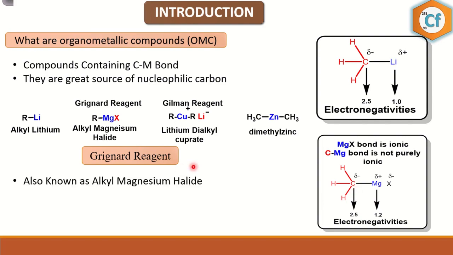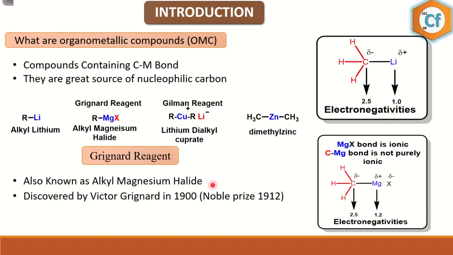So Grignard reagents are also known as alkyl magnesium halides. This was discovered or prepared by Victor Grignard in 1900 and he got the Nobel Prize in 1912. Since the Grignard reagent has numerous applications, this single reagent obtained a Nobel Prize for the scientist Victor Grignard. And the name of the Grignard reagent is obviously after its founder.